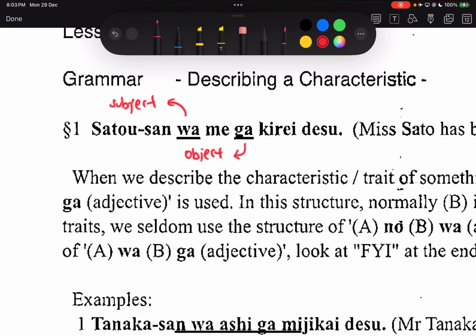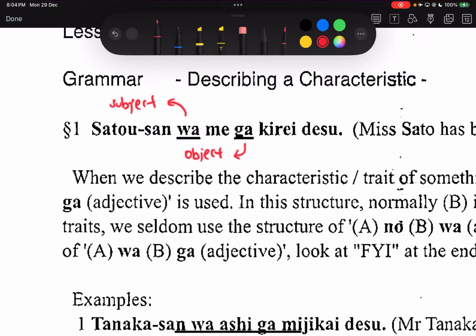So, for example, Sato-san wa kirei desu. For example, this one, Sato-san wa kirei desu. I remove the me ga. Right? I remove me ga. I just say that Sato-san wa kirei desu. So, Sato-san is pretty. Okay, but however, now I want to say her eyes. So I will say Sato-san wa me ga kirei desu. So in this case, I'm saying Sato-san about her eyes lah. Okay, Sato-san wa, that means about her eyes are pretty.